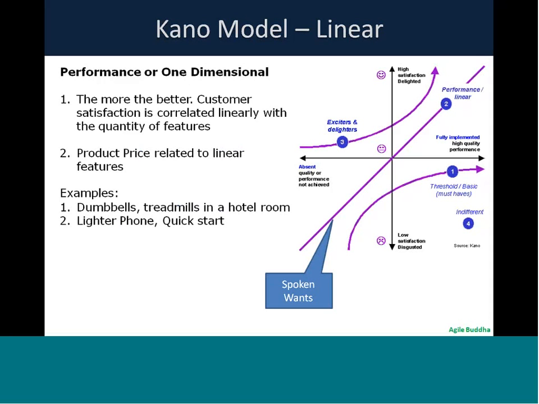Or you are looking at purchasing a car. If the car gives something like 10 kilometers per liter of mileage, then it may be at the lower bottom of the performance curve, while if it gets 20 kilometers per liter, then you are at the top part of the performance linear curve. So the customer satisfaction increases as more and more such features are embedded into the product.